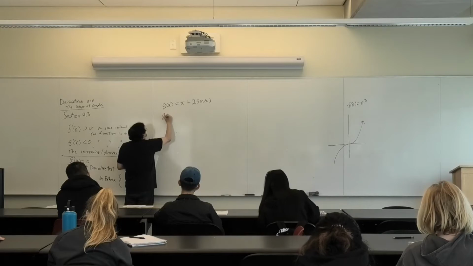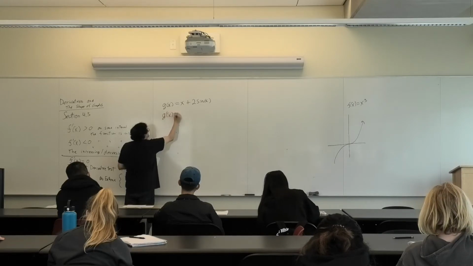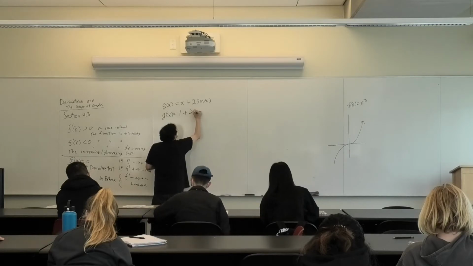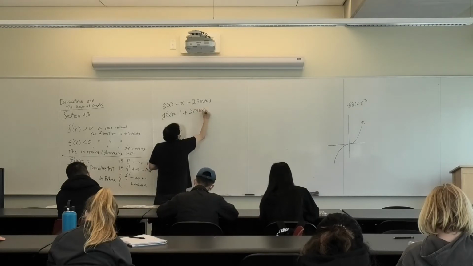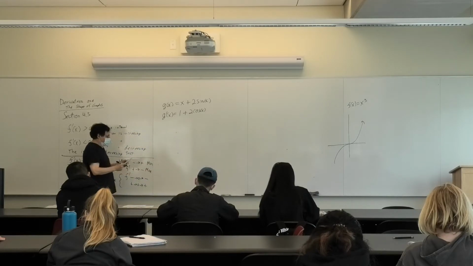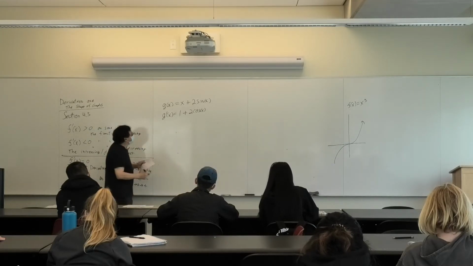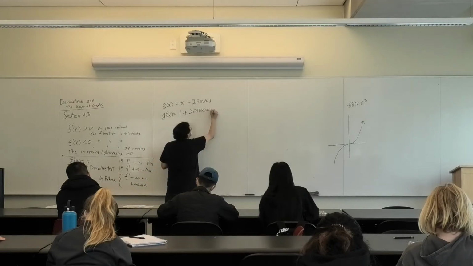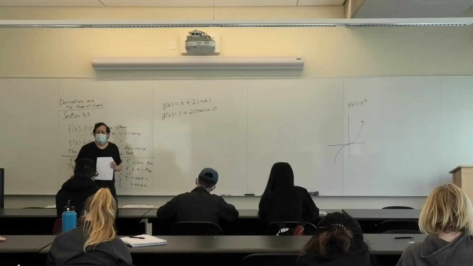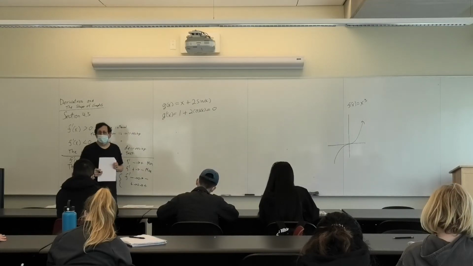So we find the derivative: 1 plus 2 times the cosine of x. And we want to know where this is 0. Recall we give that the name critical point.